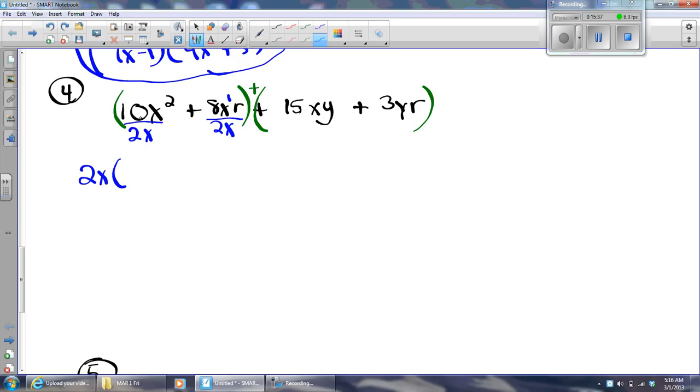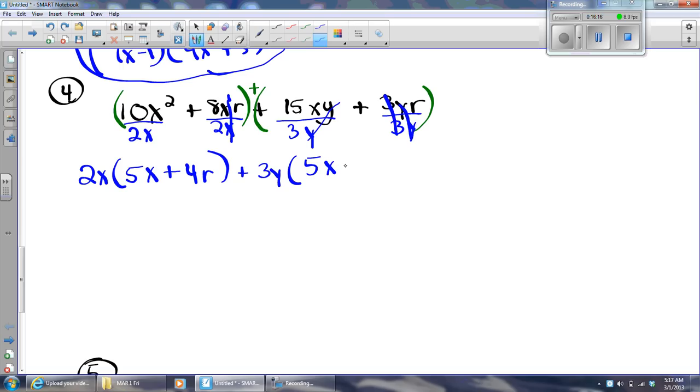10 divided by 2 is 5. X squared divided by x is x. 8 divided by 2 is 4. The x's cancel. There is an r there. So I have 2x times the quantity of 5x plus 4. Now the GCF over here looks like it's going to be 3. It looks like y is common to both, but the x isn't common and the r isn't common. So I'm going to pull out a 3y, and I'm going to be left with 15 divided by 3 is 5. The y's cancel. There's an x. Over here, those cancel. The y's cancel. I'm left with an r.